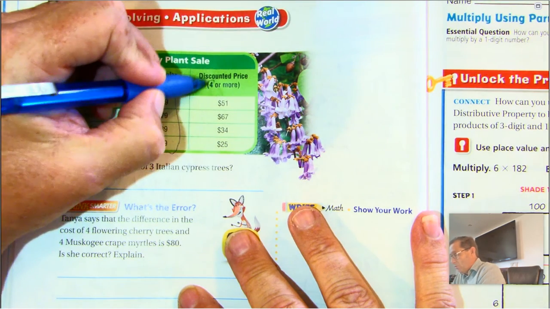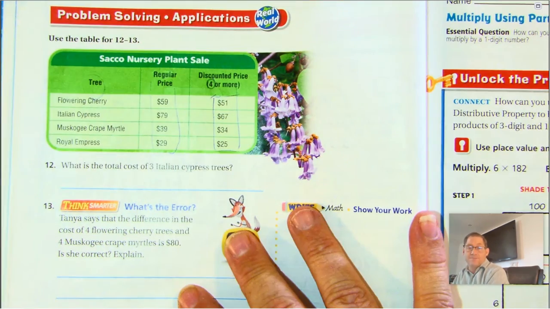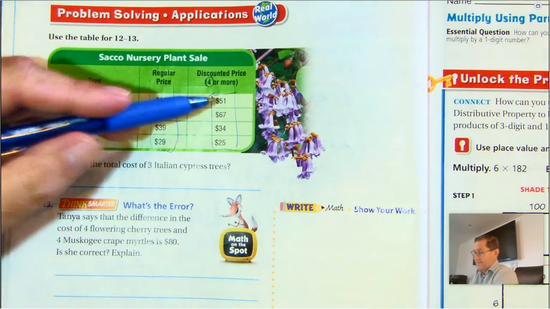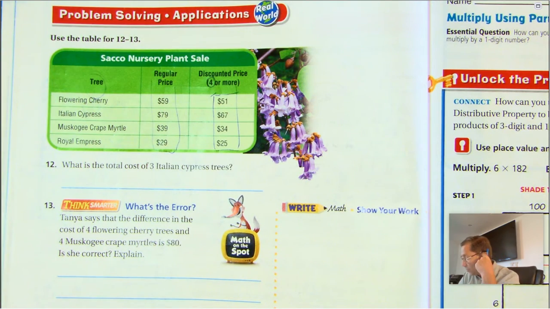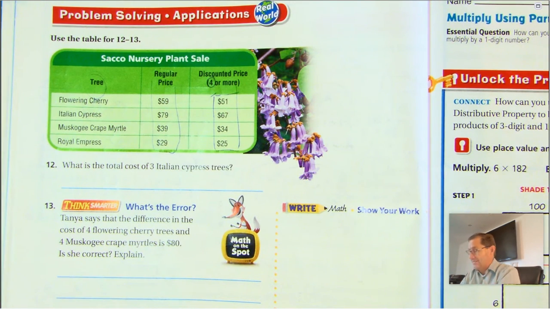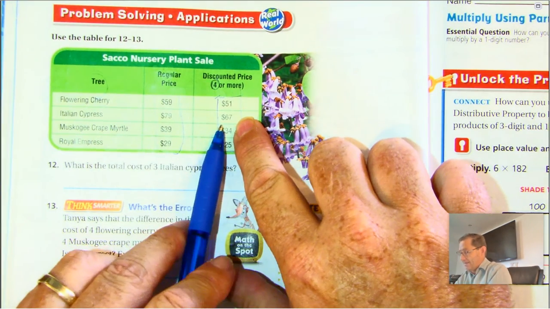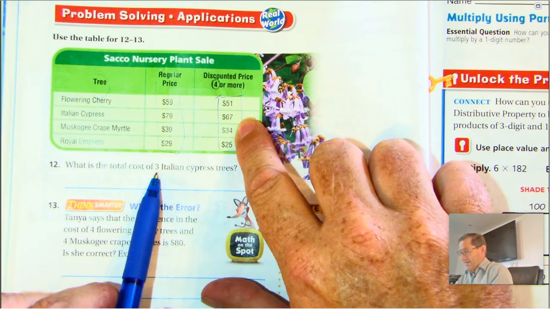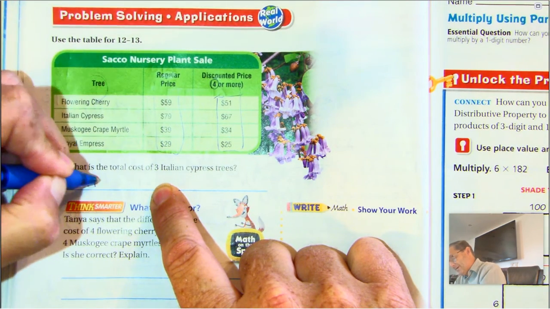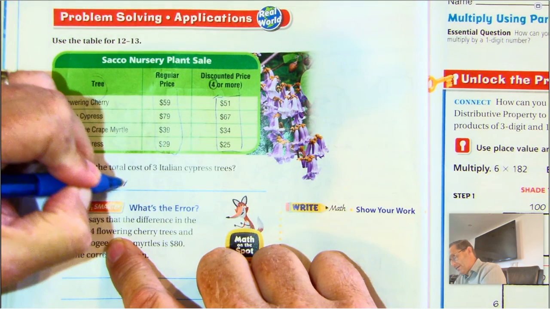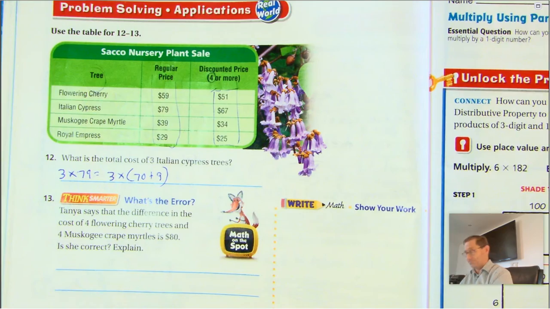And then when you buy 4 or more, they'll charge you that amount. So if you buy 4 or more, you get a discount on each of those trees. So what's the total cost of 3 Italian cypress trees? Okay, do I get the discounted price for that? No, because I'm only buying 3. So it's going to be 3 times 79, which is the same as 3 times the sum of 70 plus 9.